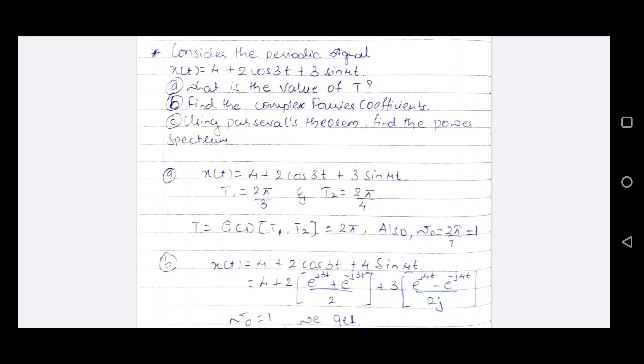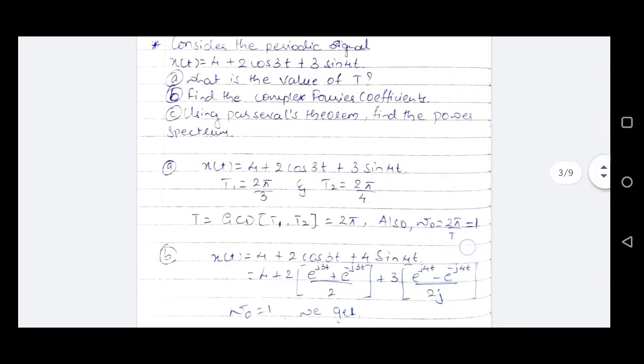the power density spectrum. So if you observe the given continuous time periodic signal x of t, there are three functions. First, a DC value with 4. Second, a cosine function with frequency 3, and third, a sine function with frequency 4. So if you write the fundamental periods of cosine and sine, let t1 be the fundamental period of cosine function, which will be represented by 2 pi divided by 3, and let t2 be the fundamental period of sine function, which will be represented by 2 pi divided by 4.